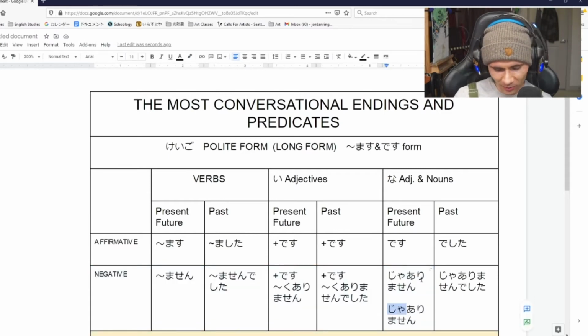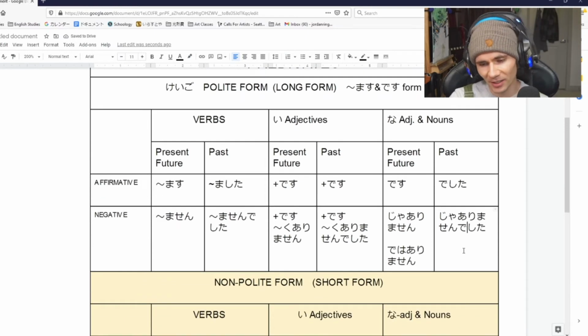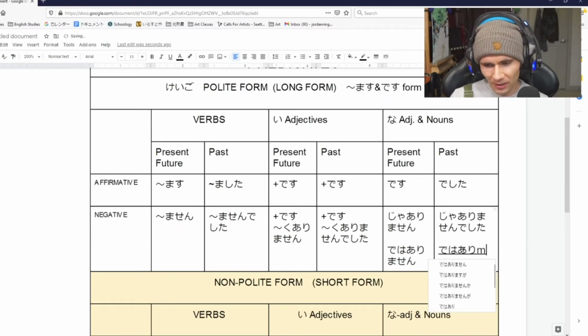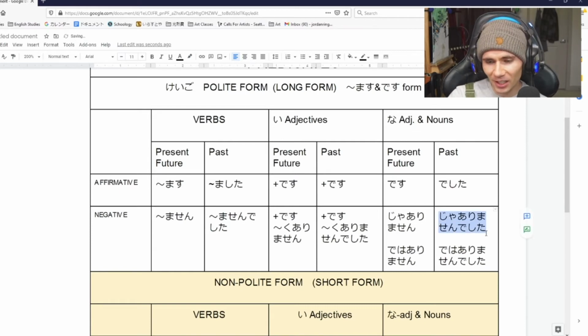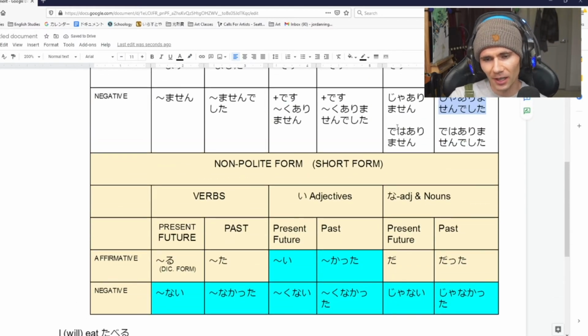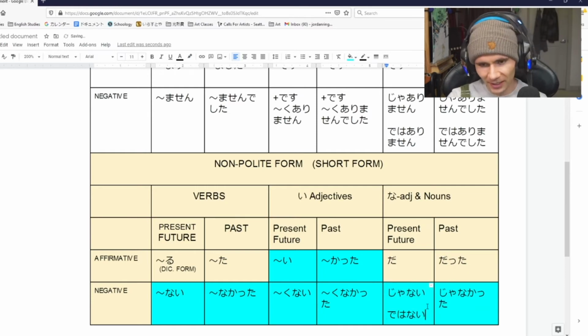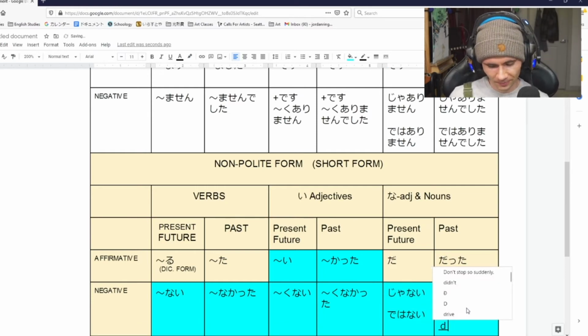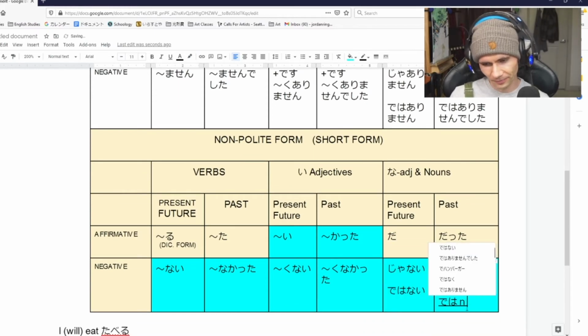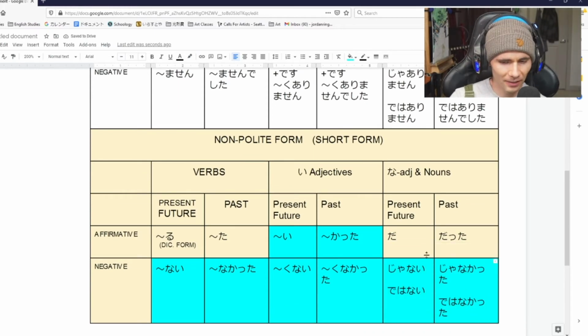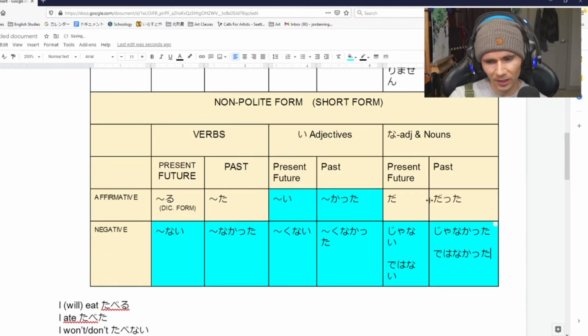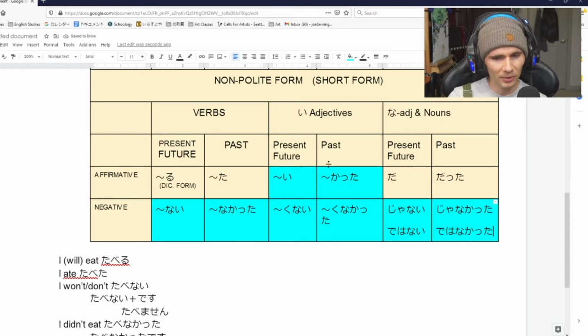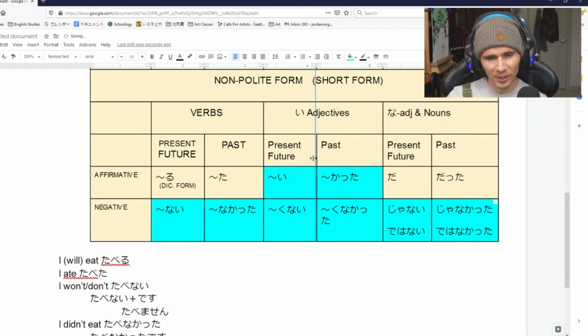But actually this is nice to have because I did want to mention that you might hear some people say de wa arimasen, or de wa arimasen deshita. And that's the same thing as saying ja arimasen deshita. Literally no difference, except maybe a matter of frequency. I definitely hear more people say ja nai and ja arimasen than I hear people say de wa nai and de wa arimasen. But if you have evidence to the contrary, I'd love to see it. Please share that information with me if you have it.